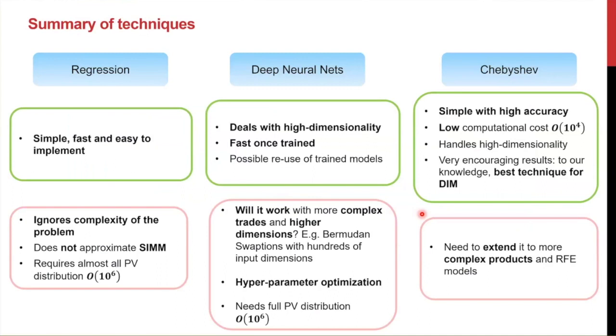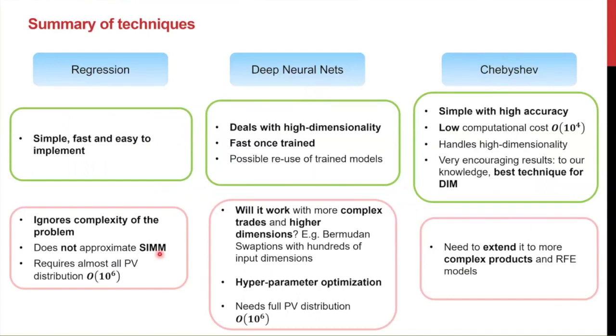Good. So now that we've seen these three techniques, I just want to quickly summarize what we've seen in the second half of the presentation with regressions, deep neural nets, and Chebyshev. So basically highlighting some of their strengths and some of the weaknesses, or still things that need to be done, right? So we know that regressions are very simple, fast, and easy to implement. We should never discard these properties as being secondary, they're important. Unfortunately, regressions are not complex enough to be able to capture the complexities of a simulation such as SIMM, right? So that is one of the problems.